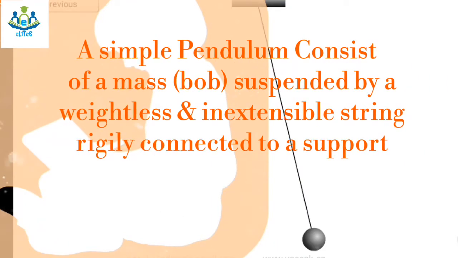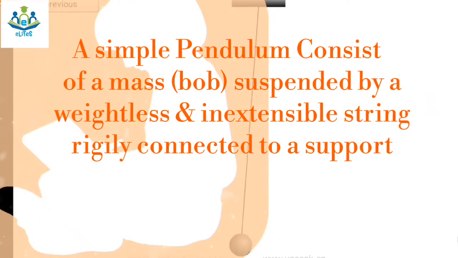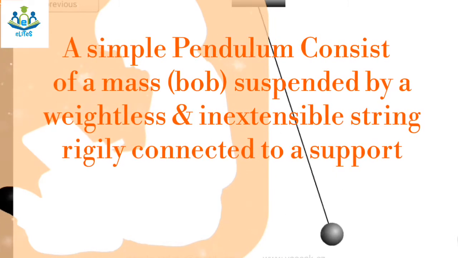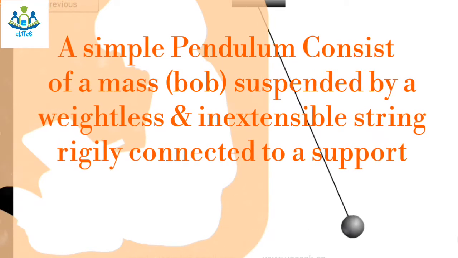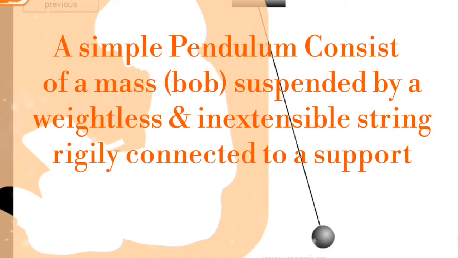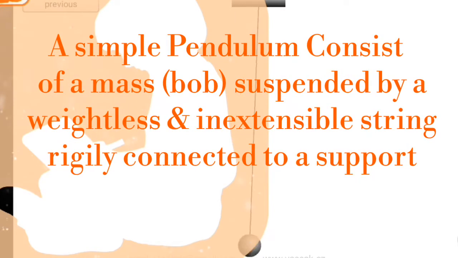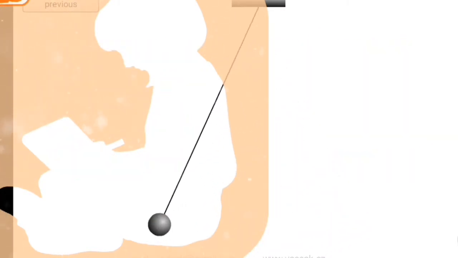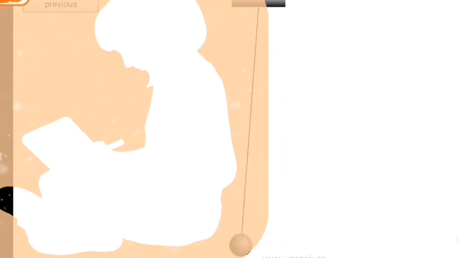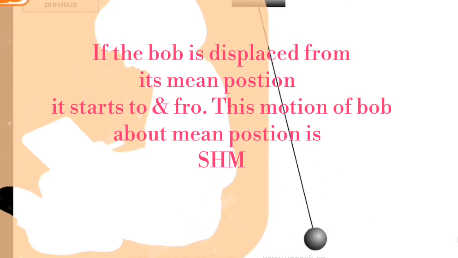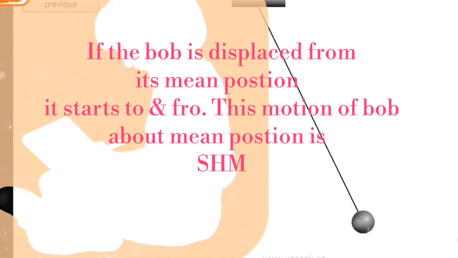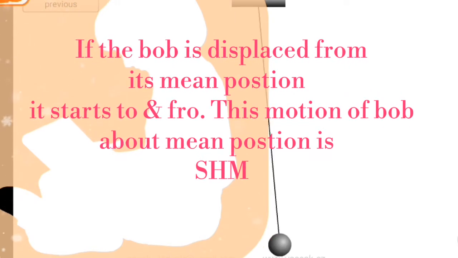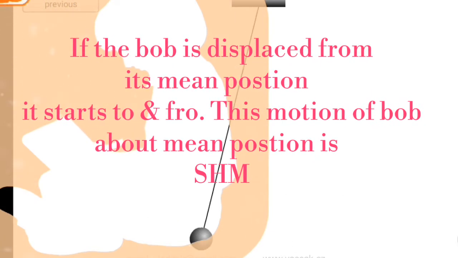In a simple pendulum, we have a bob attached to a weightless and inextensible string which is attached to a rigid support. If the bob is displaced from its equilibrium position, its motion will be simple harmonic. If I consider the mass of the bob is m and the length of the string is l and the angular displacement is theta, then the motion will be simple harmonic and we can prove it mathematically. Let's go.